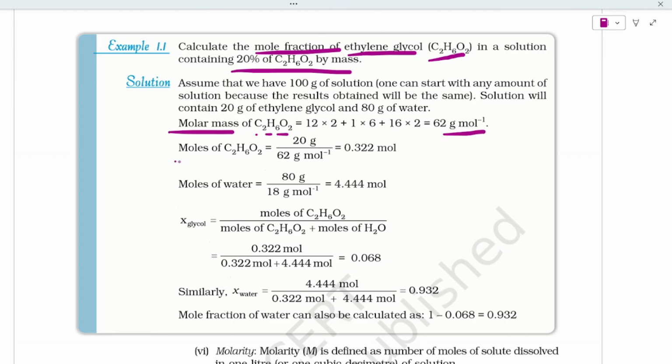Now don't get confused: this is molar mass, and they have given moles. We have to find the mole fraction, right? Now if you see, it is 20 gram, that is 20%.